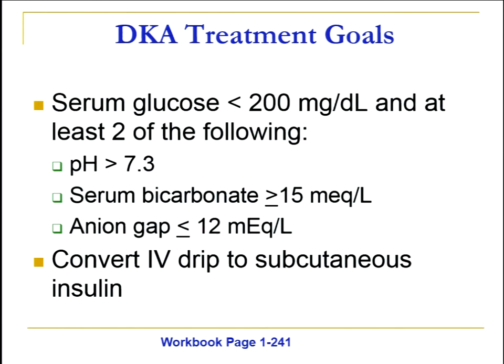So that's what our goal is, not to get too crazy with it, but at least get the sugars less than 200. And get at least 2 of the following 3 goals as well, including getting a pH greater than 7.3, get the bicarb level up to at least 15, and get the anion gap less than 12. Once you got at least 2 out of 3 of those and your glucose levels are 200 or less, then you can talk about converting the patient from IV to subcutaneous insulin administration.